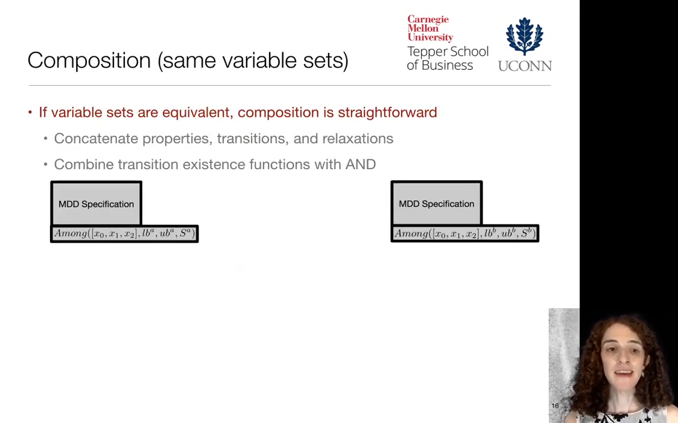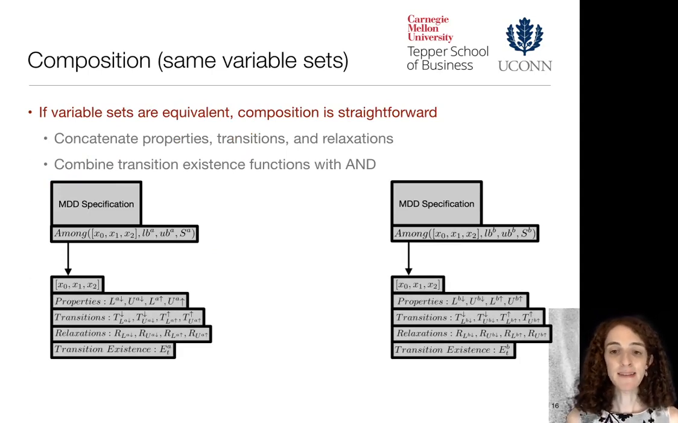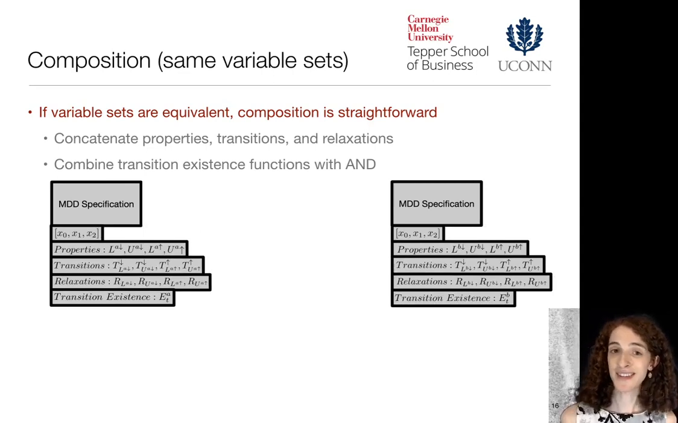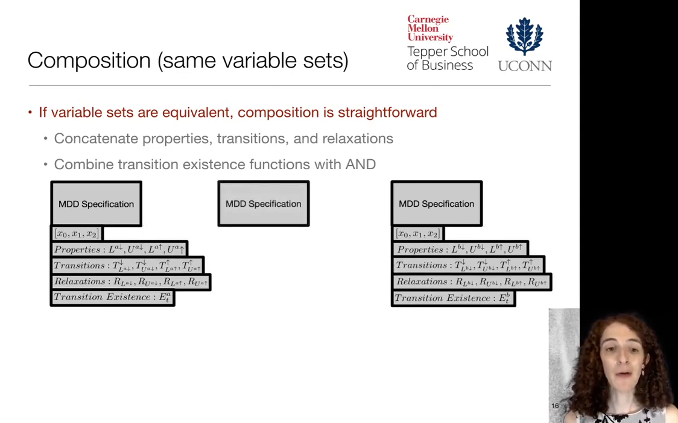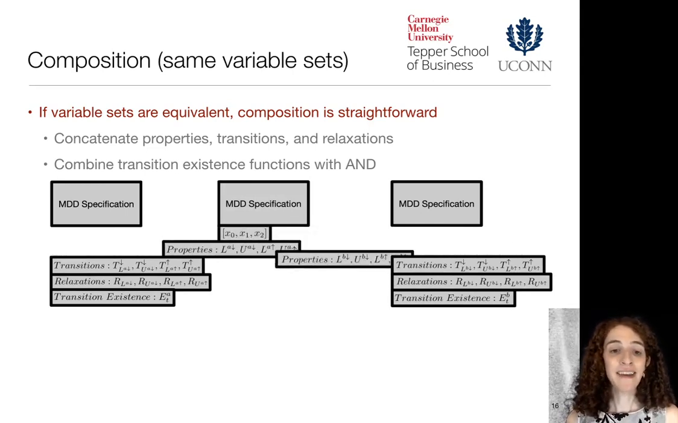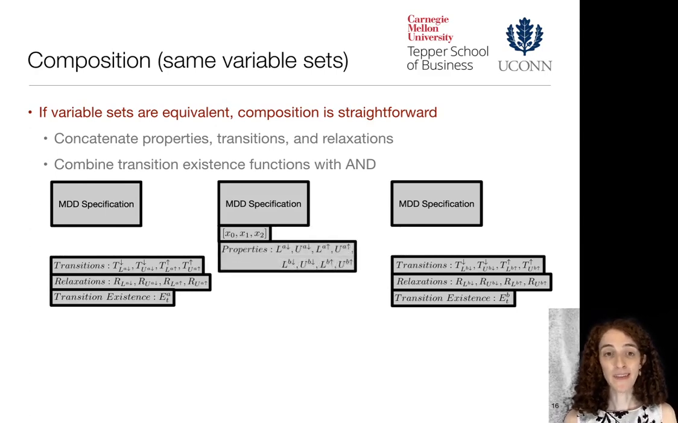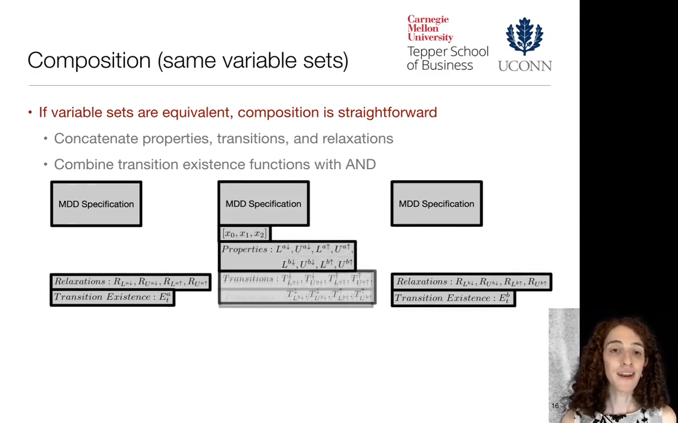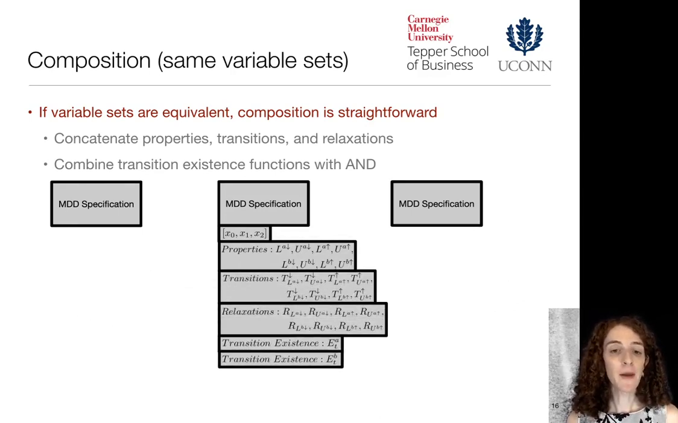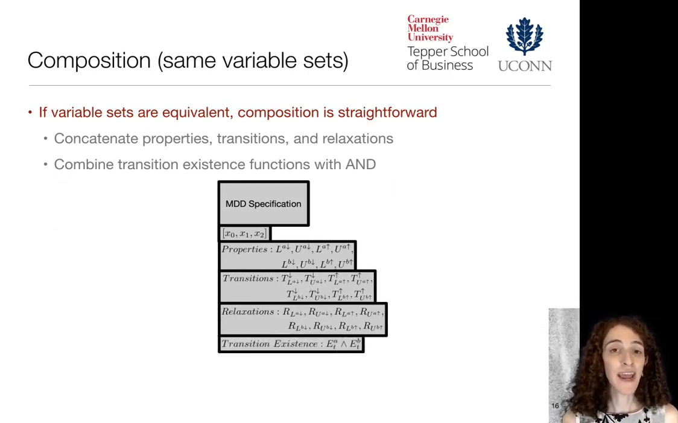If they have the same variable set, it's fairly straightforward. The 2 MDD specifications would have their own properties and transition functions, as well as relaxation and transition existence functions. And so when we're creating our new MDD specification, well, the variable set is still the same, but we can concatenate together the properties, transitions, and relaxation functions because we're going to need all of that information in our new MDD. The transition existence function is a little different in that we combine that together, we take an AND of them, because if either of the initial constraints would delete that arc, then we want to delete that arc.